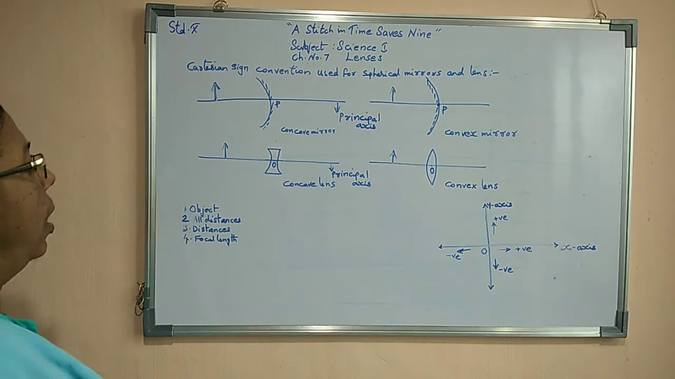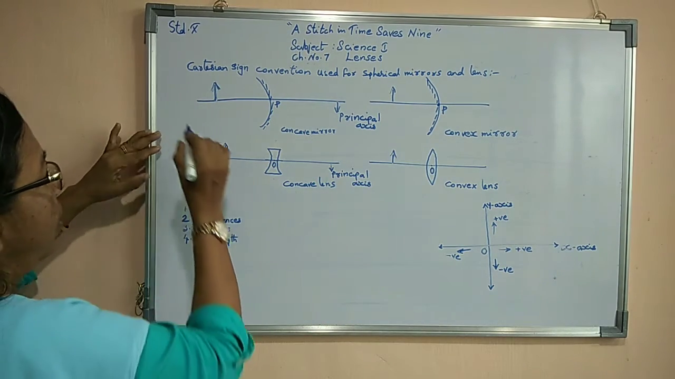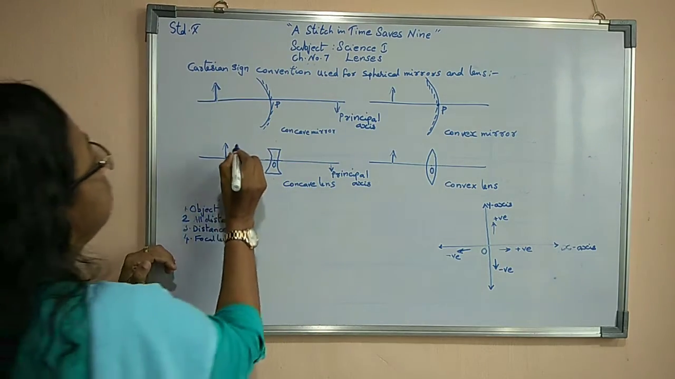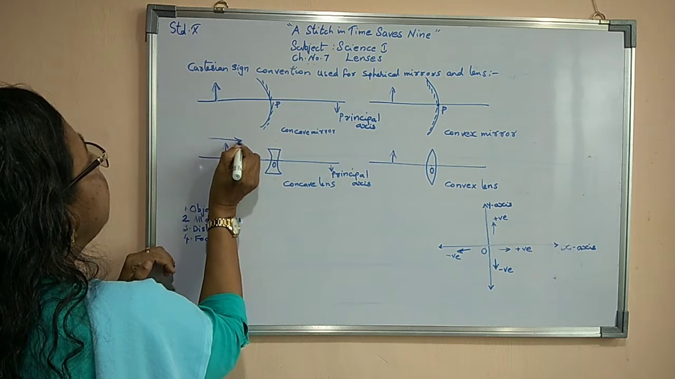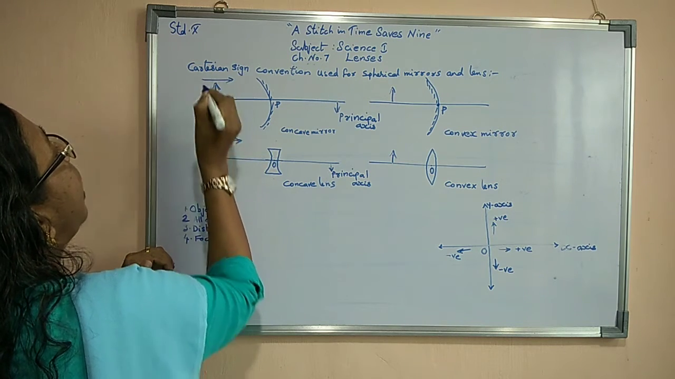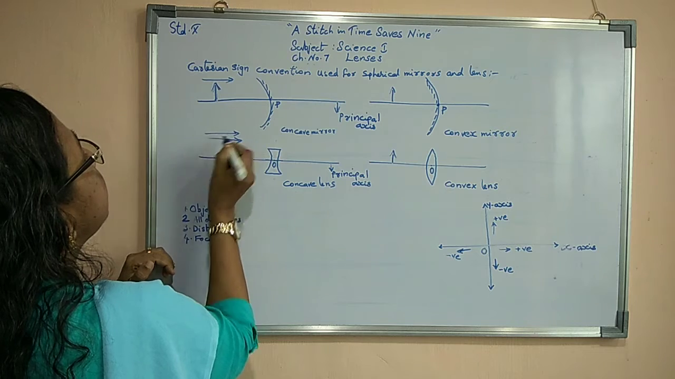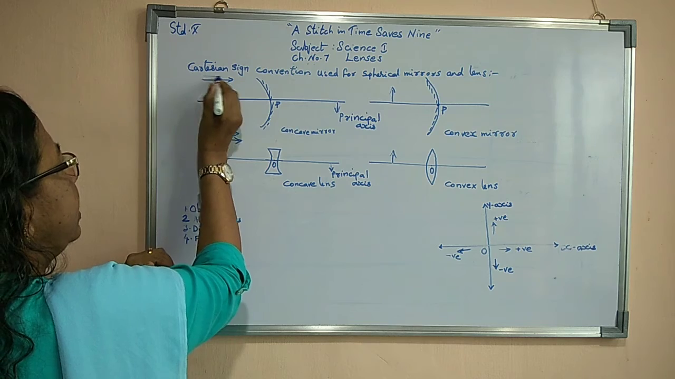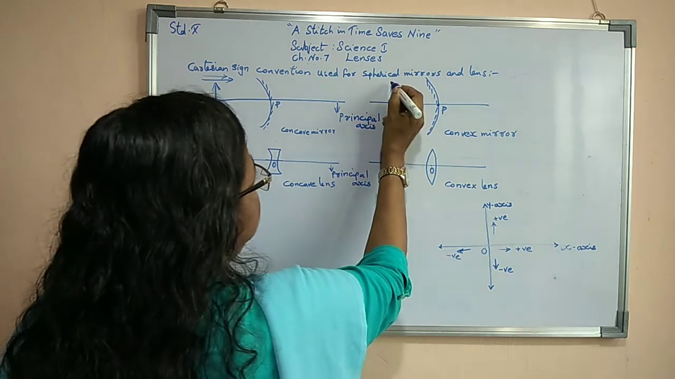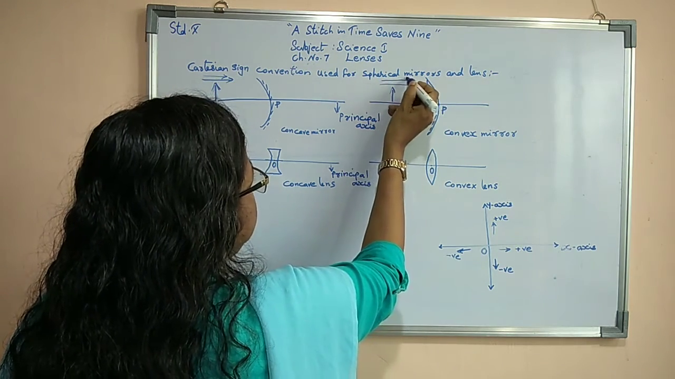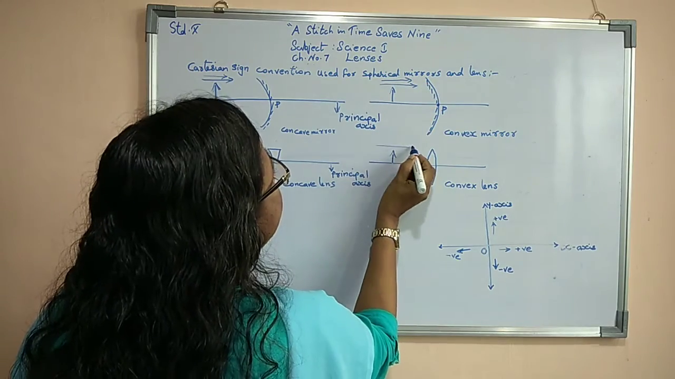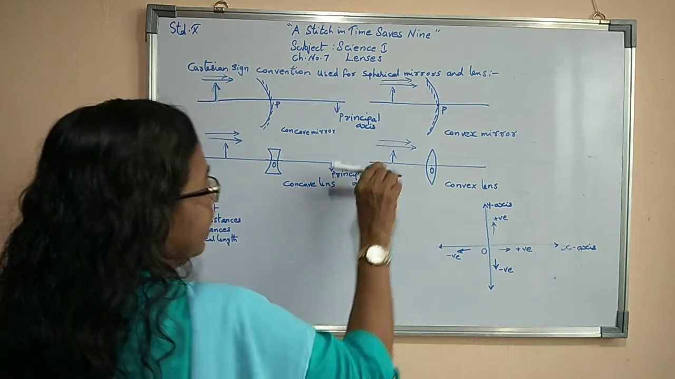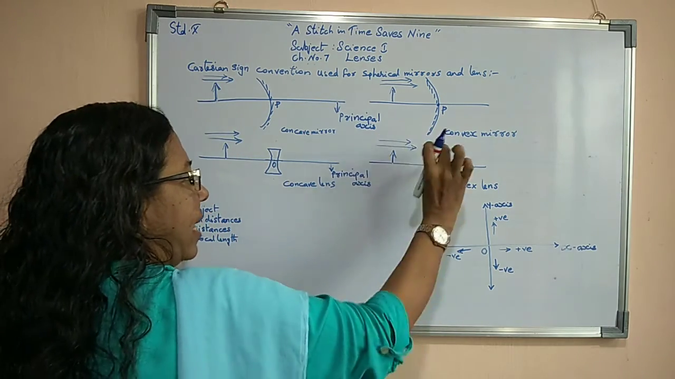Now we can say that all distances are measured parallel to the principal axis. Here, whichever distances we are calculating are parallel to the principal axis. This is the principal axis, and parallel to it are the distances we are measuring. Here also, all distances parallel to the principal axis we are measuring. Here again the same. This is the principal axis, and these lines are all parallel to it.